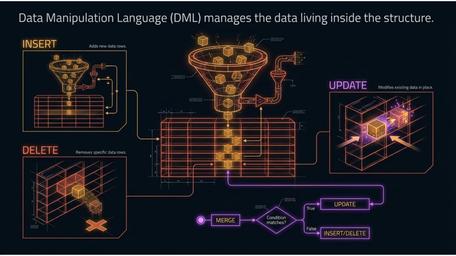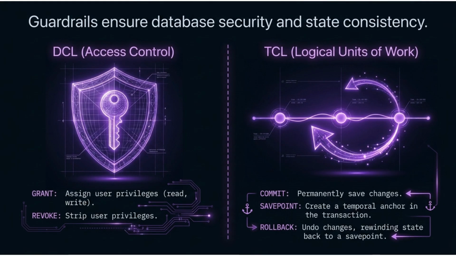DML manages the data living inside the structure. Key commands include insert for adding new data rows, update for modifying existing data in place, and delete for removing specific rows. Guardrails ensure database security and state consistency. DCL, or access control, uses grant and revoke. TCL, or logical units of work, uses commit, savepoint, and rollback to manage transactions.